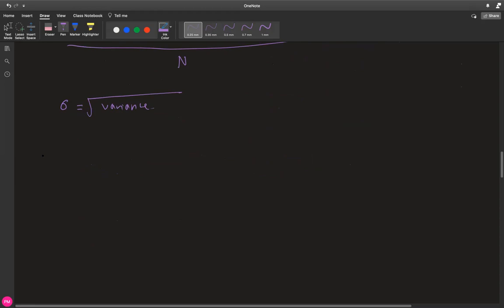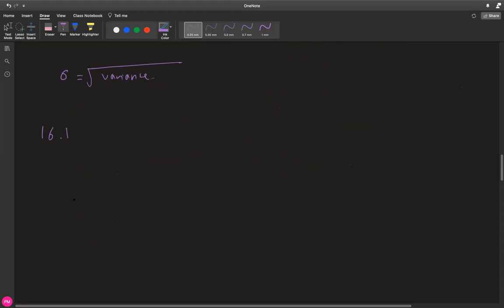And after then, we went on to chapter 16.1. And this was also a lot of definitions, but not much calculation. Here we learned the random experiment, sample space, and event. And here the sample space is simply a set of all of its possible outcomes.